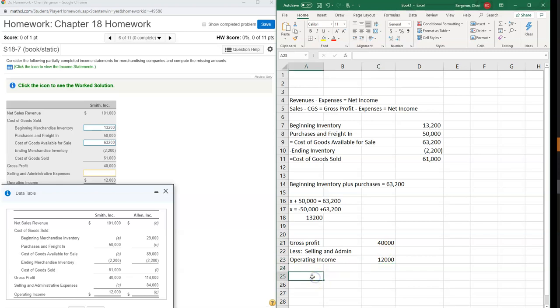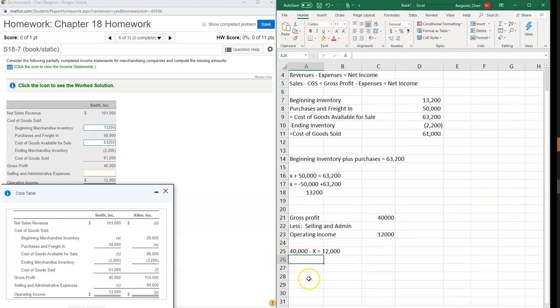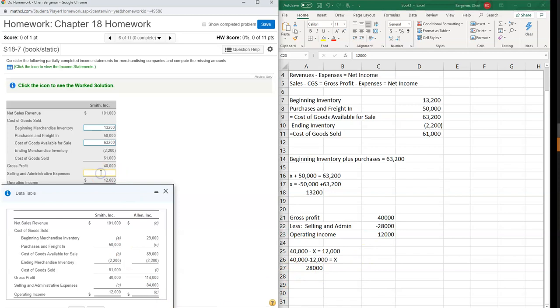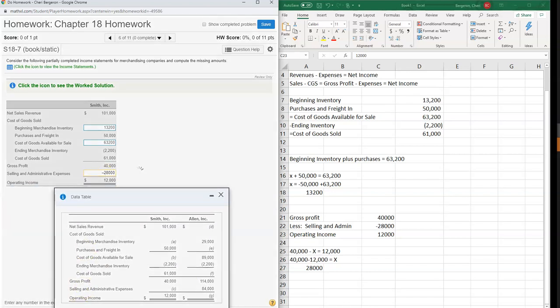All right, so at this point, I have $40,000 minus X equals 12,000. So if I want X to be by itself, I'm going to move my numbers to the left and keep my X over there by itself. So it's going to be 40,000 minus 12,000 equals a positive X because I'm moving it to the other side. So then I can say 40,000 minus 12,000 is 28,000. So I can say that 40,000 minus 28,000 equals 12,000. So this number should be 28,000. I'm going to check my work, and we got it right.